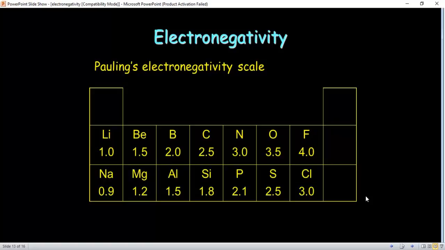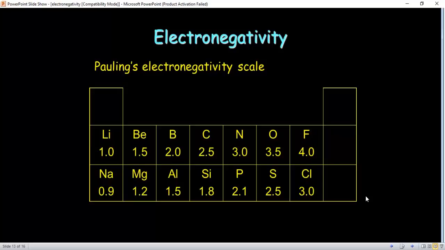Then for sodium it's 0.9, increasing by 0.3: magnesium will be 1.2, aluminium will be 1.5, silicon will be 1.8, phosphorus will be 2.1, sulfur will be 2.5, chlorine will be 3. It's exactly 1 less than fluorine. The electronegativity of sulfur will be exactly 1 less than oxygen.